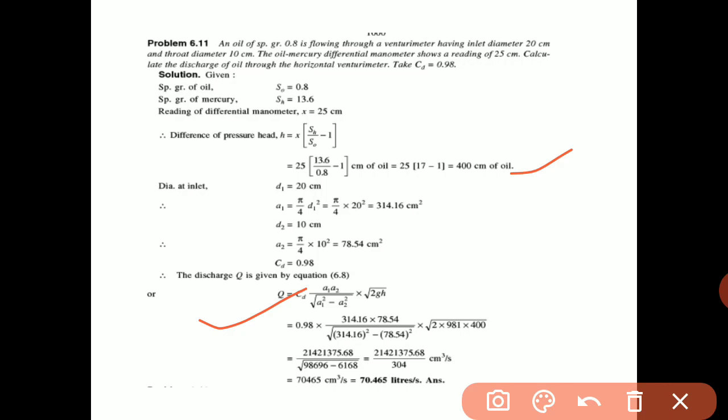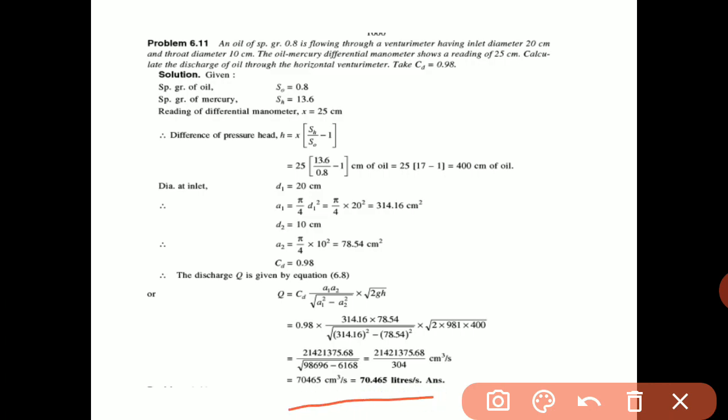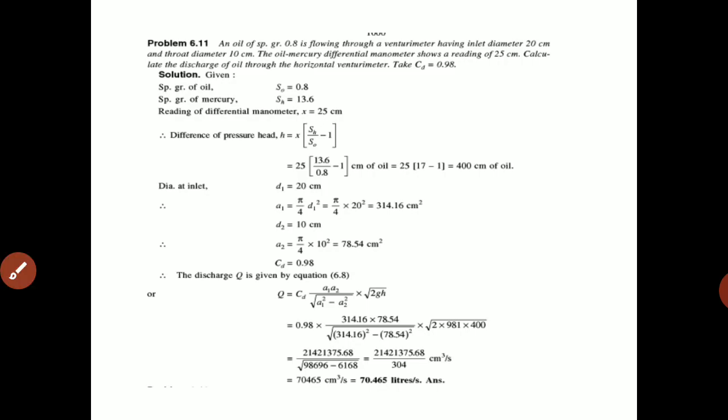Just be vigilant with the units. Whatever units we are using in the standard equation, just remember their units. Here we have used H in centimeter. So we will get the value of discharge as 70.465 liter per second.